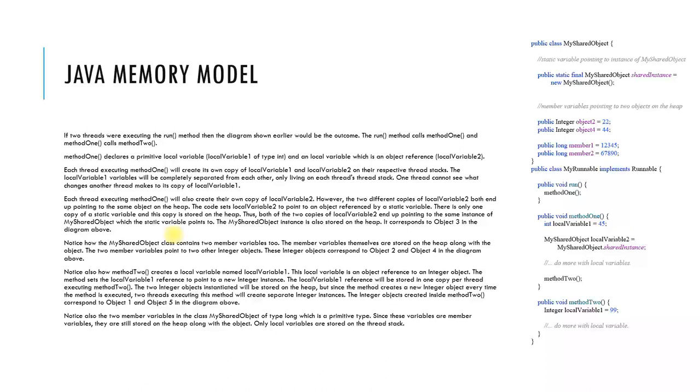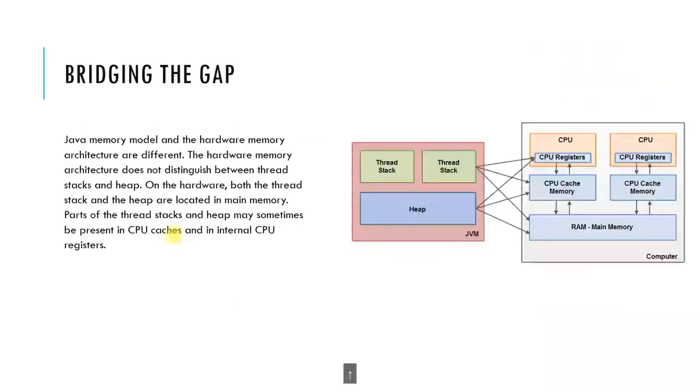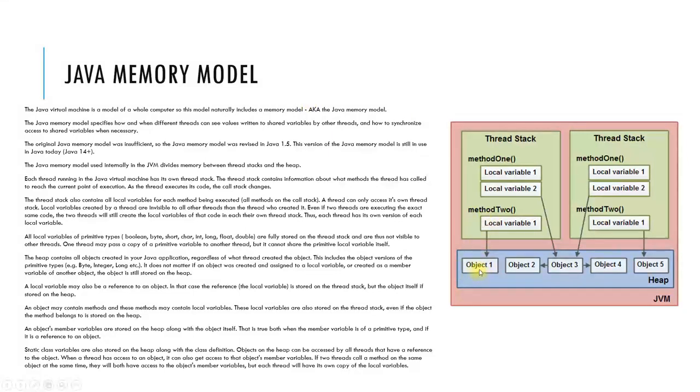Also, method 2 creates a local variable named local variable 1. This local variable is an object reference to an integer object. The method sets the local variable 1 reference to point to a new integer instance. The local variable 1 reference will be stored in one copy per thread executing method 2. The two integer objects instantiated will be stored on the heap, but since the method creates a new integer object every time, two threads executing this method will create separate integer instances. In the picture they are object 1 and object 5.